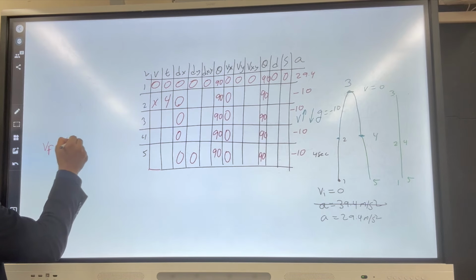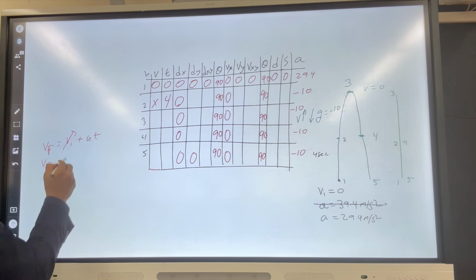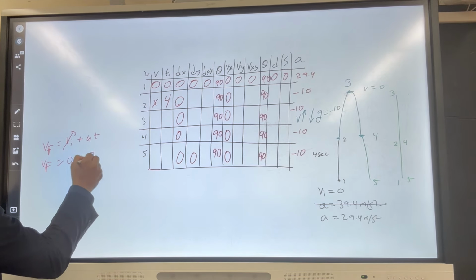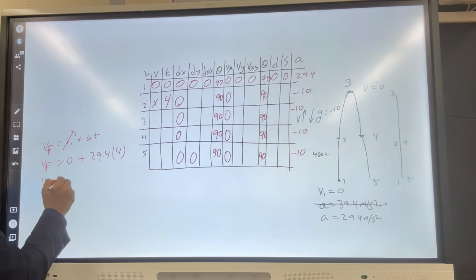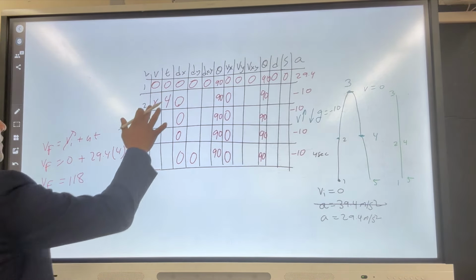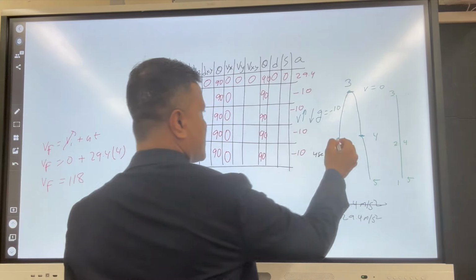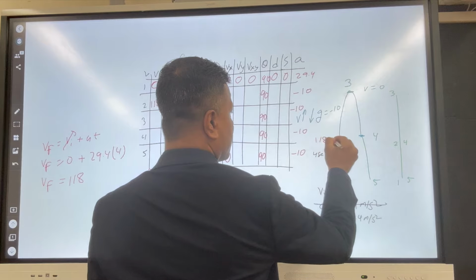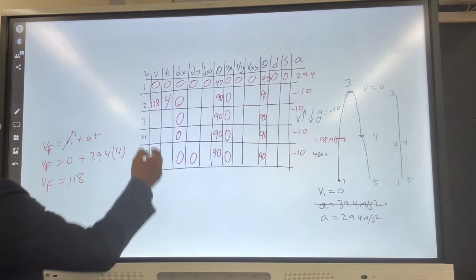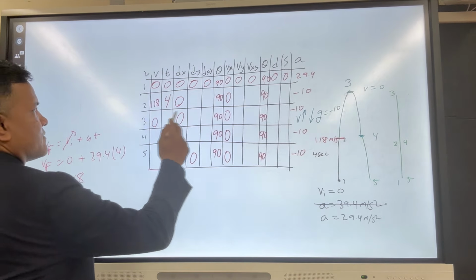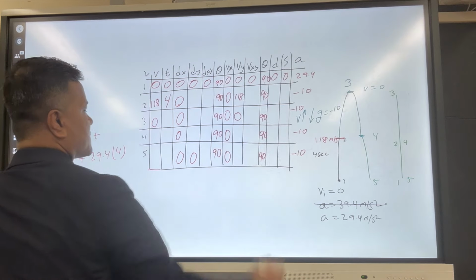Vf is equal to Vi plus at. So Vf is equal to, Vi is 0, the rocket is just from rest, plus 29.4 times 4. So Vf is 118. All right, so the velocity at location 2 is 118. The velocity of the rocket is 118 meters per second over here. Velocity at location 3 is 0, of course. So let's update it: Vy is 118 and Vy is 0.